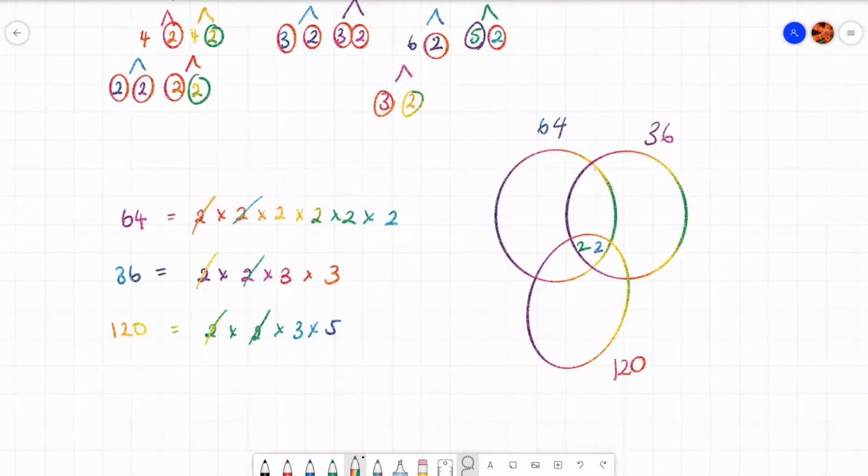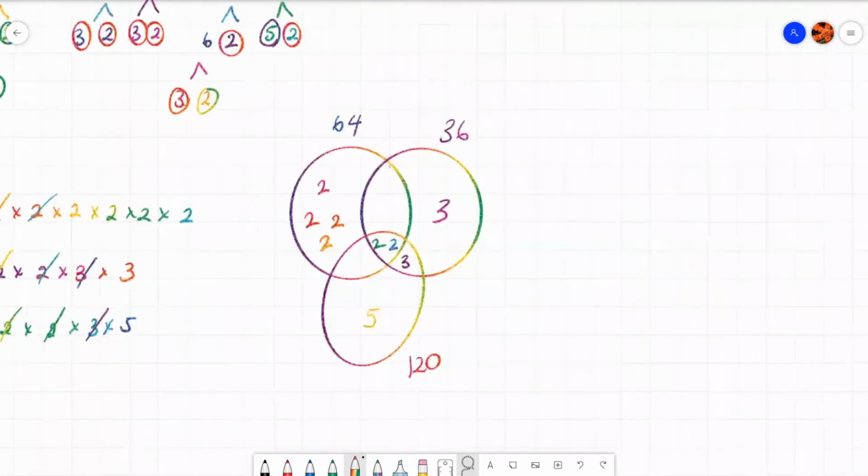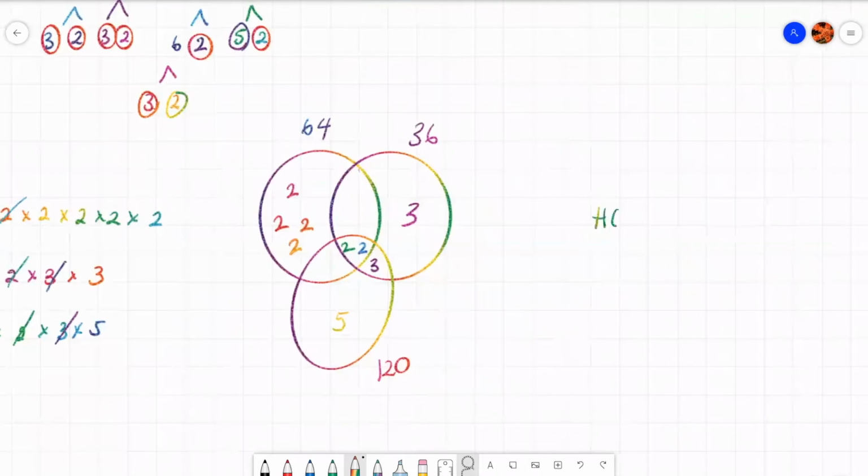So you need to have a look at the numbers 64 and 120. Oh, they've got nothing in common, so nothing goes in there. But 36 and 120, I think, does. They've got a 3 in common and nothing else. So 36 has a 3 left over, 64 has 2, 2, 2, 2, and 120 has a 5 left over. Okay, so highest common factor, times the middle. This time we do have a middle. 2 times 2, which is 4.